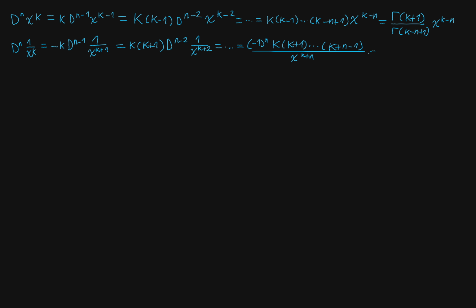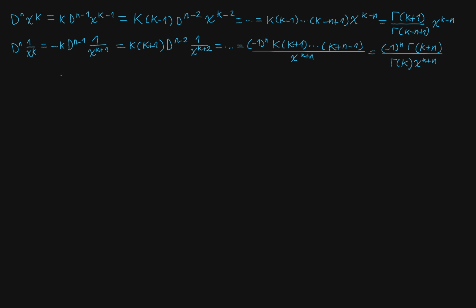And once again, we can use the gamma function here. We're going to get minus 1 to the n times gamma of k plus n all over gamma of k times x to the k plus n.